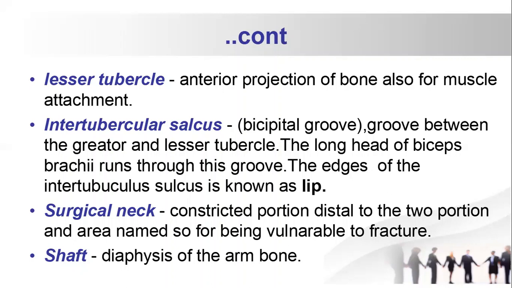We have the surgical neck. This is a constricted portion distal to the two tubercles, an area named so for being vulnerable to fracture. So it's a constricted distal portion that is vulnerable to fracture, and the name denotes it as a surgical neck. So we have the shaft. The shaft is the diaphysis of the arm bone. So the diaphysis is the shaft.